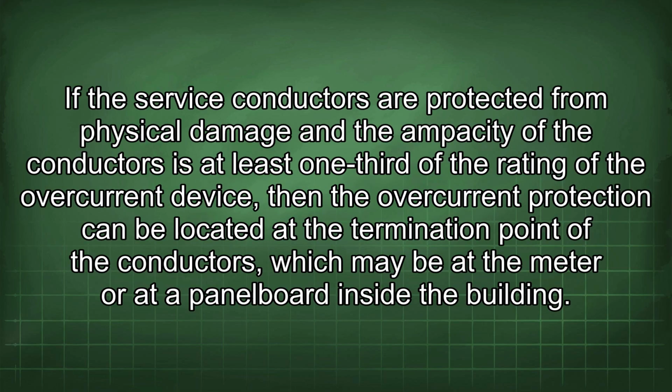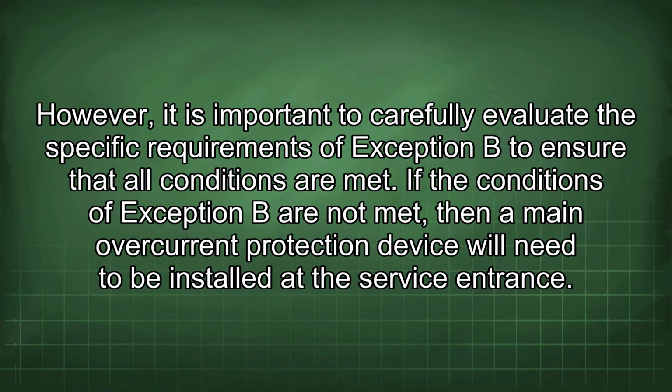If the service conductors are protected from physical damage and the ampacity of the conductors is at least 1/3 of the rating of the overcurrent device, then the overcurrent protection can be located at the termination point of the conductors, which may be at the meter or at a panel board inside the building. However, it is important to carefully evaluate the specific requirements of exception B to ensure that all conditions are met.